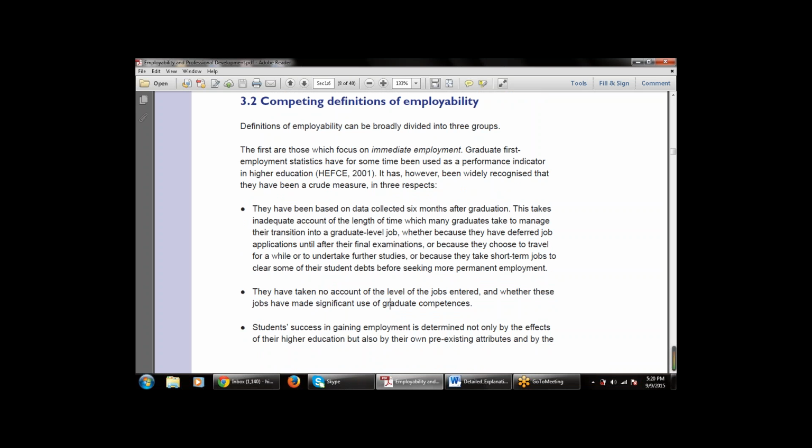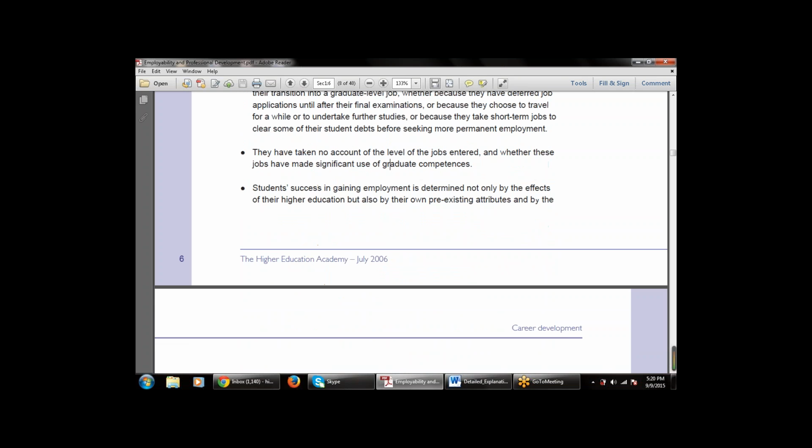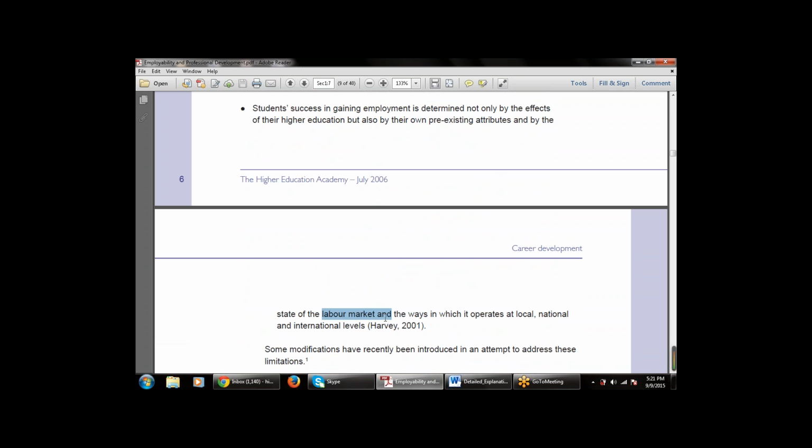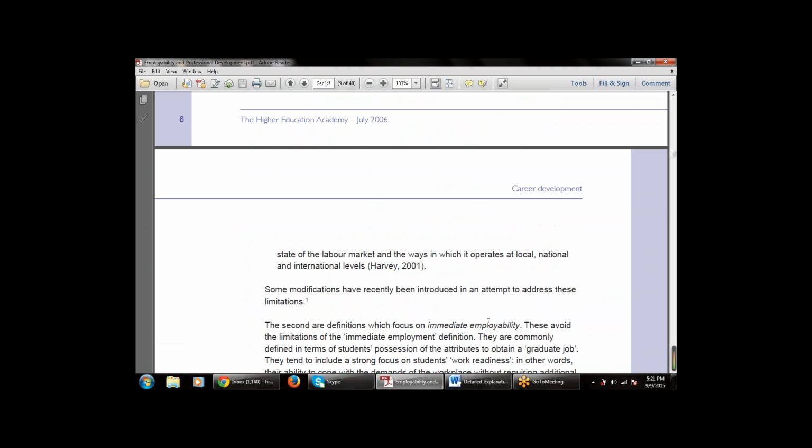Then student success in gaining employment is determined not only by the effects of their higher education, but also by their own pre-existing attributes, and by the labor market and the ways in which it operates at the local, national and international level. And some modifications have recently been introduced in an attempt to achieve the goal.